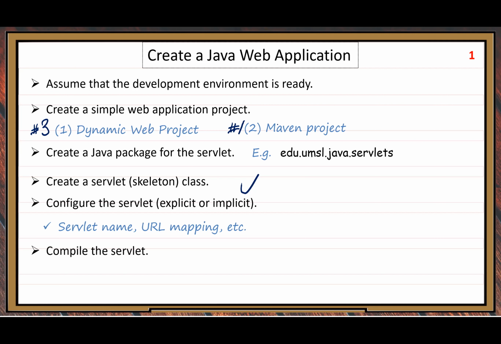Next, compile the servlet. Compilation. But in Eclipse, this step is automatic. We cannot see it. We may not be aware of it, right? So this step is automatic in the IDE. It's not necessary in Eclipse, in any modern IDE. Let me say that. In any modern IDE, it's automatic. Okay, yeah, so we don't worry.